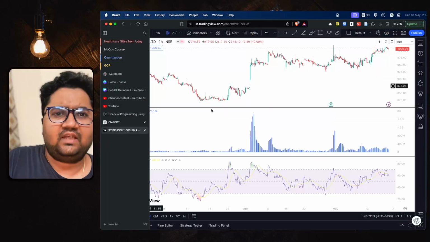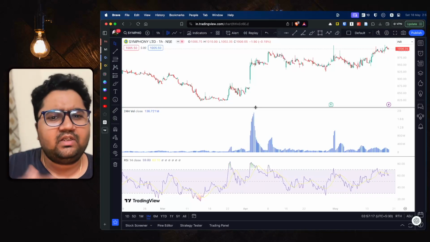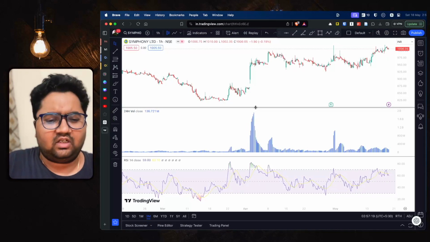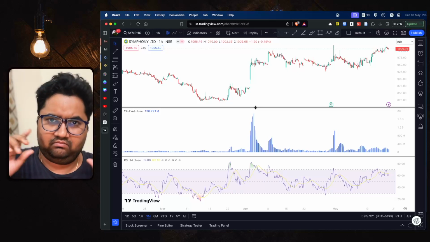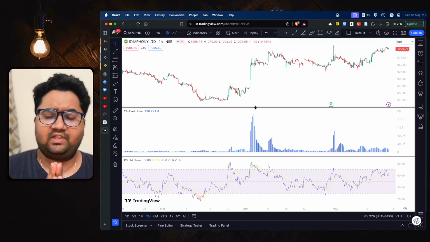So what I've done is I've just opened a simple chart on TradingView. This is from Symphony Limited, a stock which I was studying some time back. And again, disclaimer, this is not a recommendation to buy or sell, just using it for analysis.